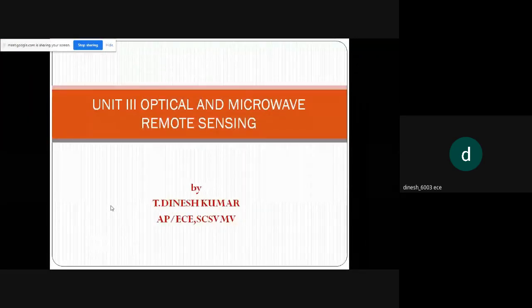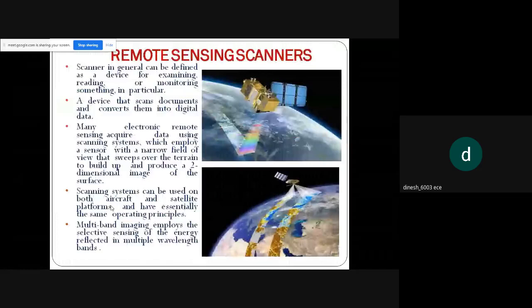Unit 3: optical and microwave access, which is used in remote sensing. So let us move on to the topic called scanners. In the previous class, we had seen optical access, satellite access, LEO, MEO, GEO, HEO that are being used in orbiting of satellites in space.